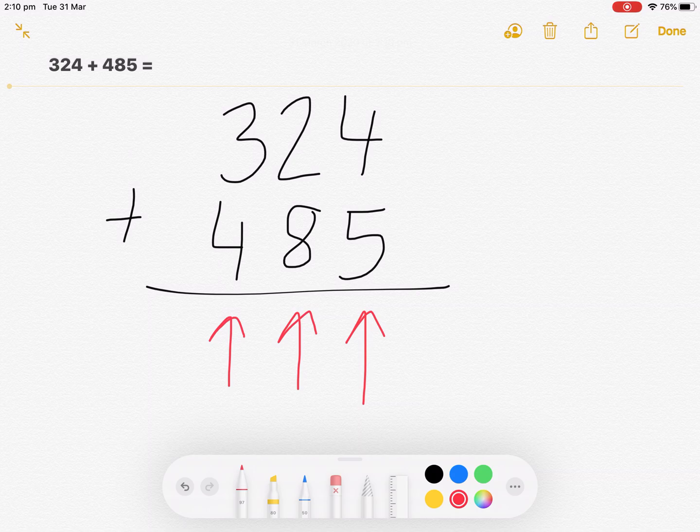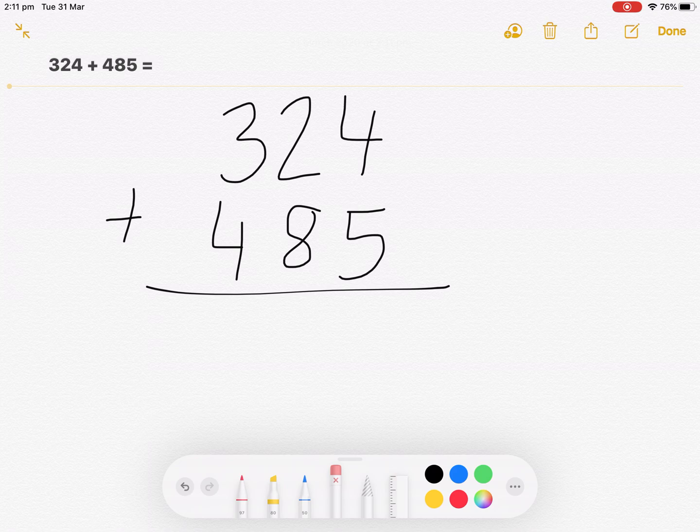If you line up your algorithm wrong, you are going to end up with the wrong answer because you can't add your 10s to your 1s, for example, or your hundreds to your 10s. The same as when you were doing the split strategy, you added the 1s, you added the 10s, you added the hundreds. An algorithm needs to be set up the same way. I'll rub out these arrows for you.